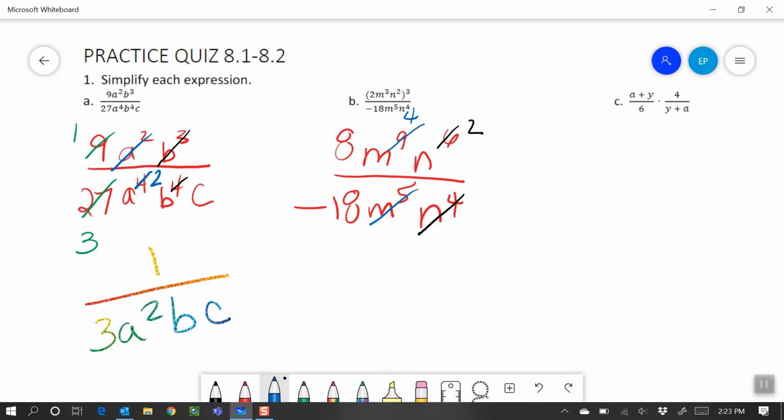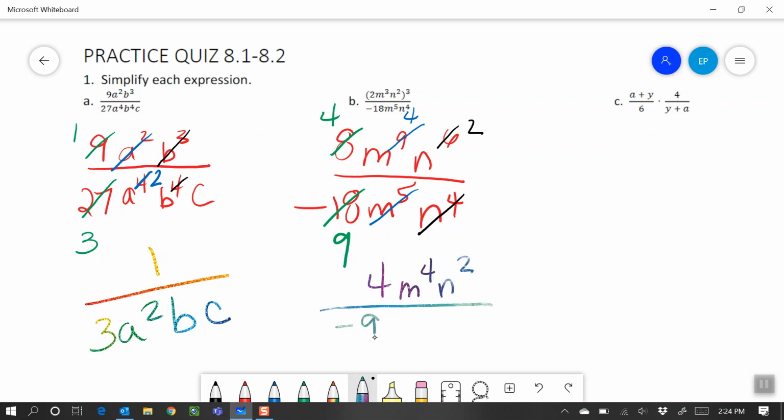8 and negative 18 are both divisible by 2. And so 8 divided by 2 is 4. 18 divided by 2 is 9. So my final answer is going to be 4 m to the 4th n squared over negative 9, and that's it. Final answer. So I circled my answers. Whoops, got that one a little too crazy.